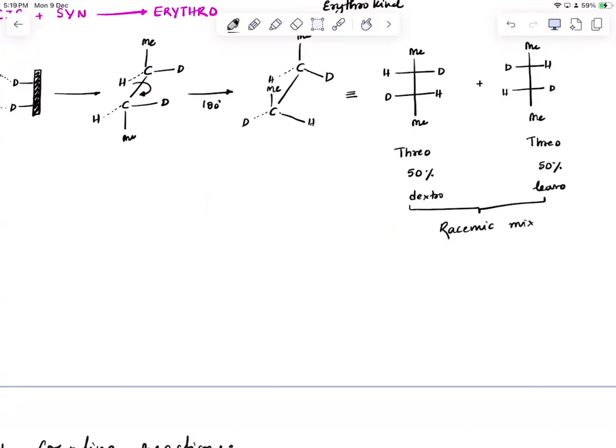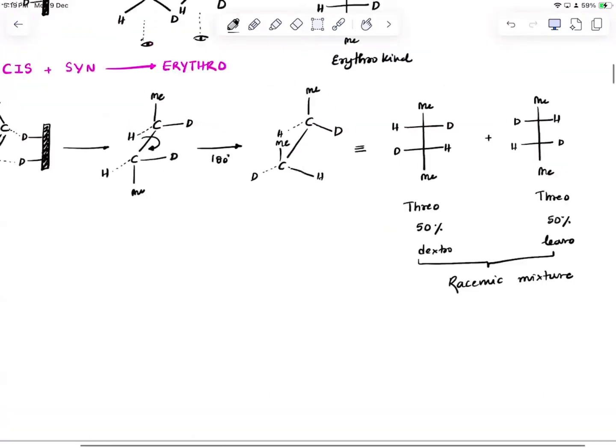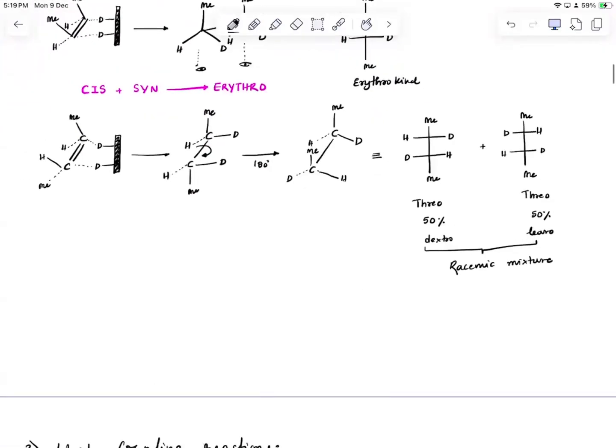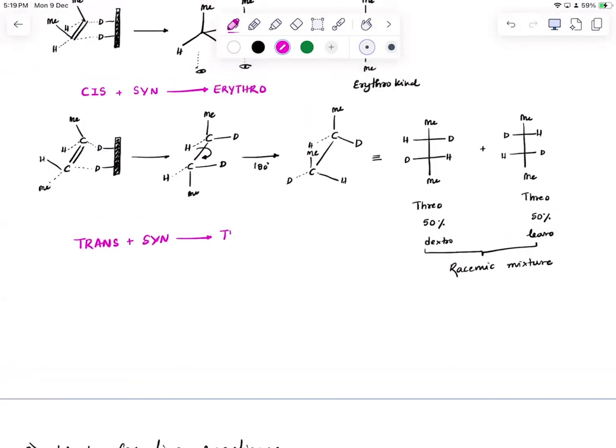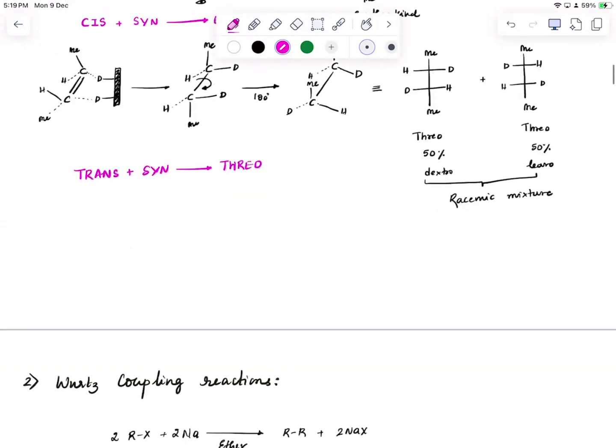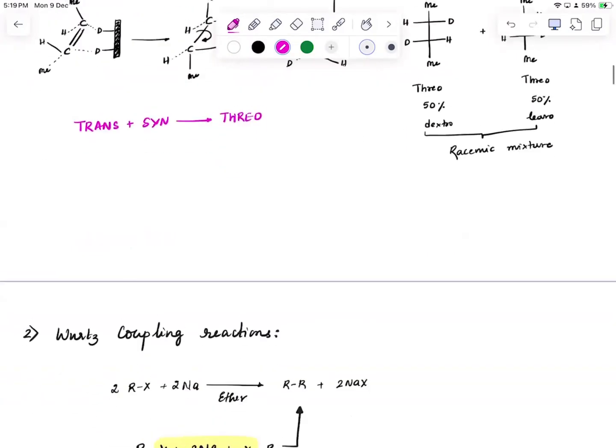The resultant will be a racemic mixture in this case. Got it? Now, what has happened? I took a trans molecule, made a syn addition, by which I was able to get threo. I got threo here. So from here, we will make a very simple conclusion.